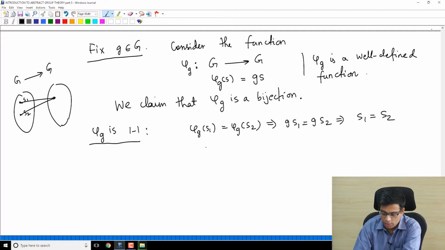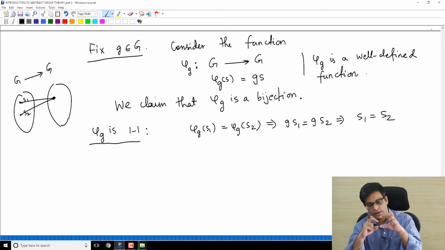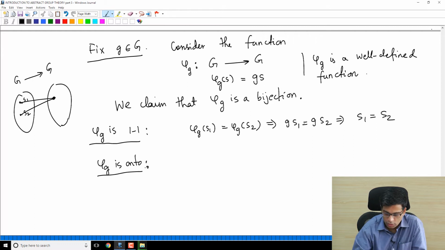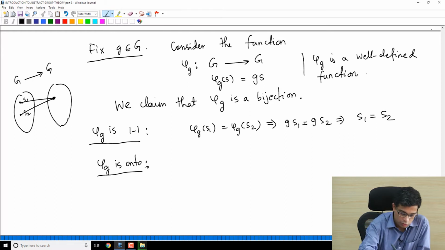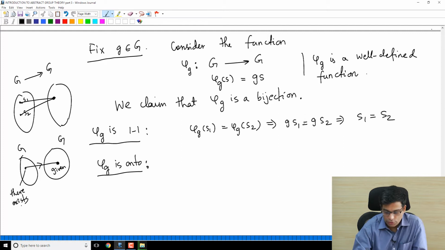So phi g of s1 equal to phi g of s2 means if the two things go to the same thing, they are equal to each other. This shows that phi g is 1-1, right? Now it remains only to show phi g is onto. Why is phi g onto? What is the meaning of being onto? It means you give me any element of the target space, there exists something that maps to it. So now let me be given an element s in capital G.